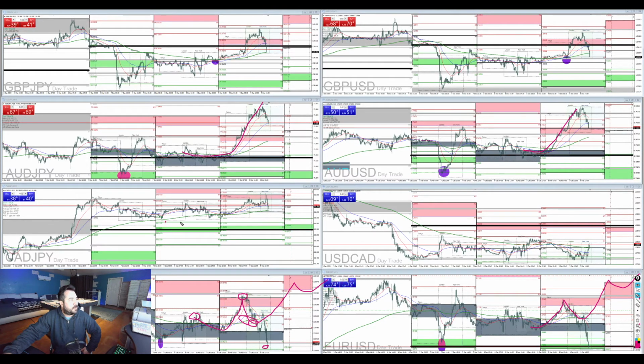Still nothing that we can do on the CAD yen. Still too far away from central pivot. It needs to come back to reset. It is 9:13 a.m., December 9th of 2020.